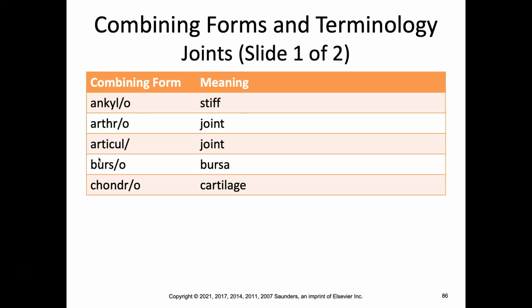We have combining forms again. Ankylo and arthro. Notice that arthro and articulo both mean joint, and they're spelled differently. They look different. Interestingly enough, on articulo, I would say articulo, but they don't give us a combining vowel. I'm curious about that, and would direct you to your book to look further.